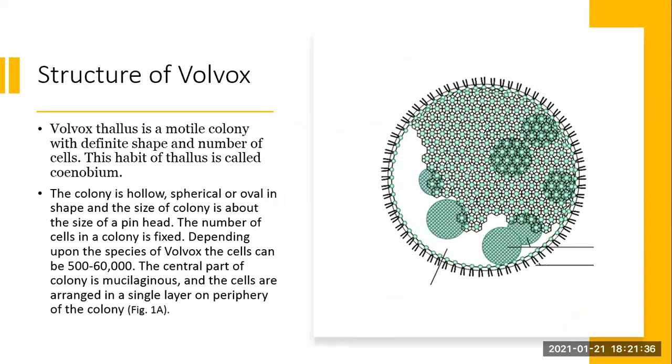Structure of Volvox. Volvox thallus is a motile colony with definite shape and number of cells. This habit of thallus is called coenobium. The colony is hollow, spherical, or oval in shape, and the size of the colony is about the size of a pin's head. The number of cells in a colony is fixed. Depending upon the species of Volvox, the cells can be around 500. The central part of the colony is mucilaginous, and the cells are arranged in a single layer on the periphery of the colony.